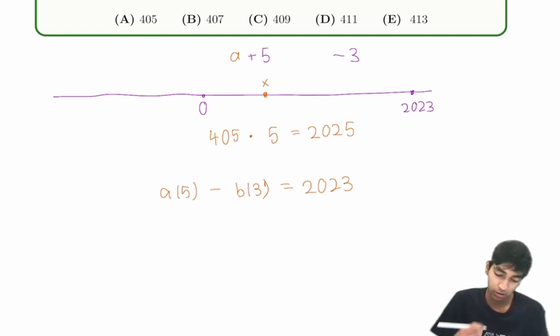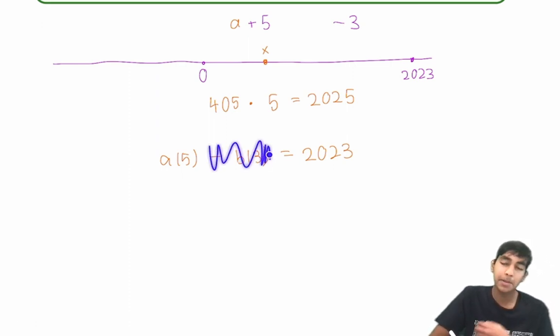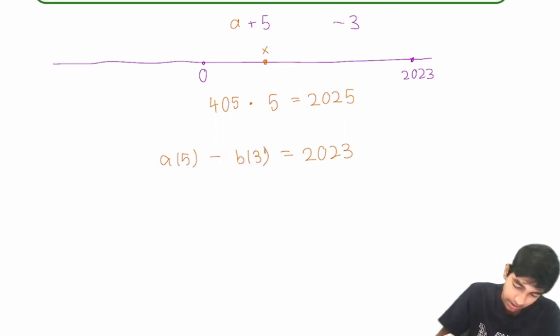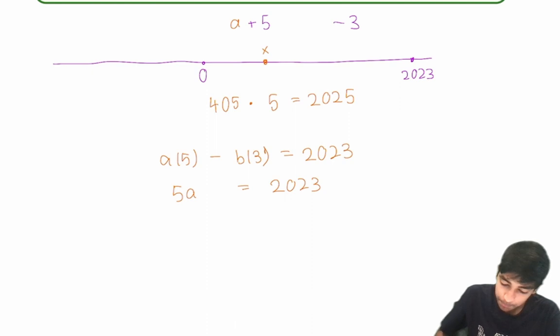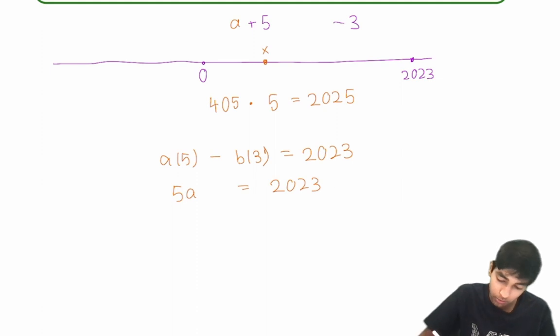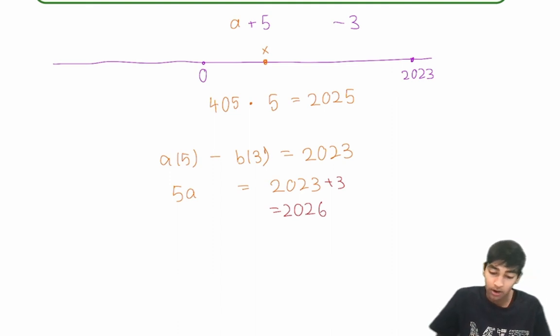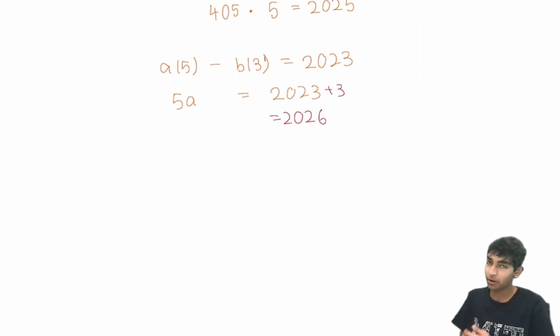So let's just explore all values of B. If B equals 0, we already found that doesn't work because then A times 5 has to be 2023, but that's not a multiple of 5. Okay, so what if B is 1? Then we have 5A minus 3 is 2023, or 5A is 2026, which would be 2023 plus 3. Does that work? Well, it actually does not work because 2026 is not a multiple of 5. So B equals 1 is still not enough backwards jumps.